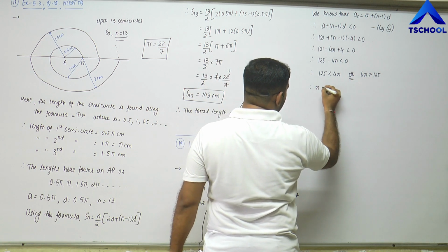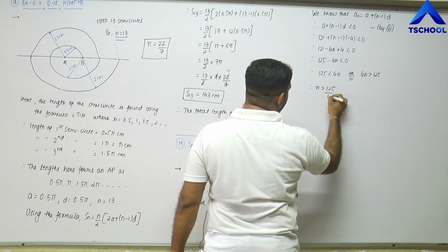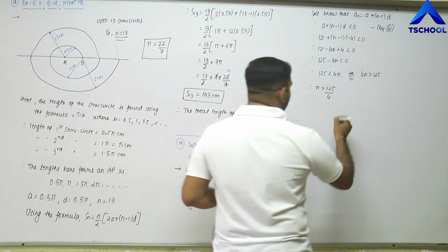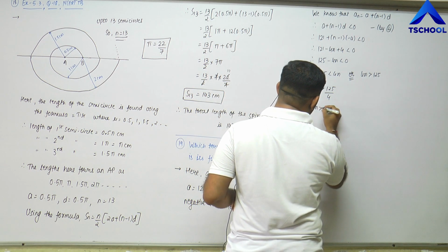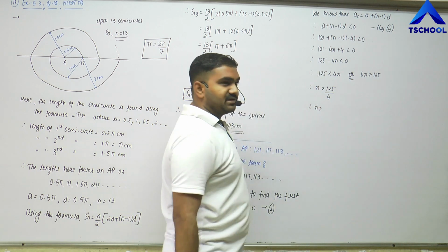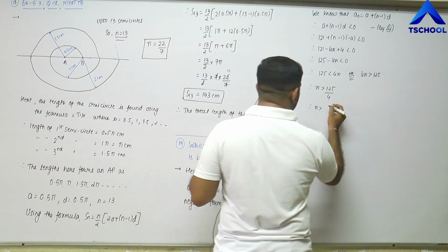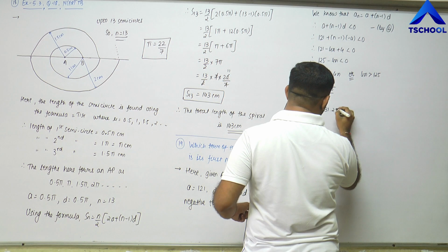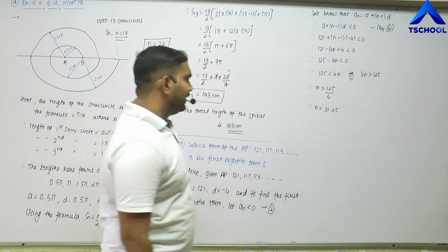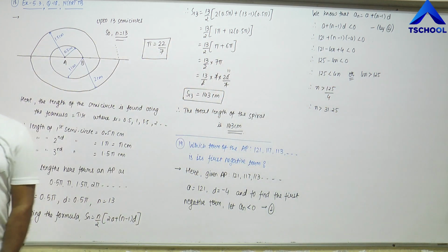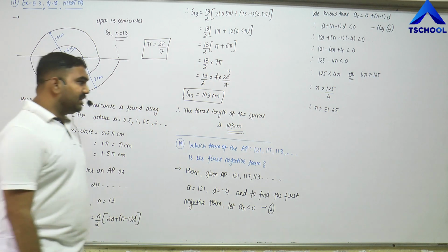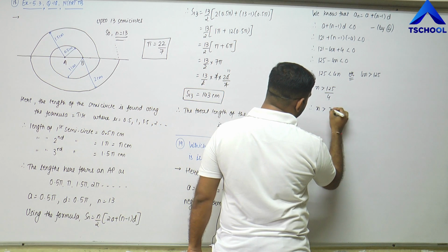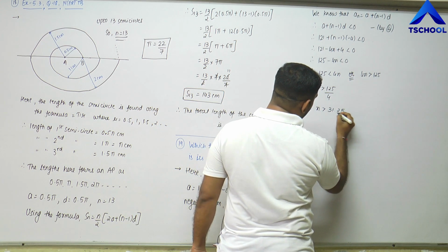Therefore n is greater than 125 by 4. Let me divide 125 by 4. Therefore n is greater than, I need the answer in decimals, that is 31.25, right? That means n is greater than 31.25.